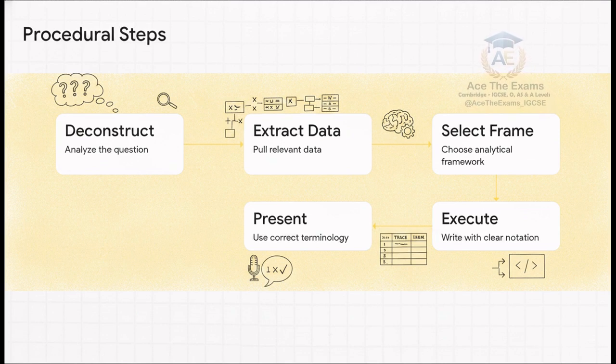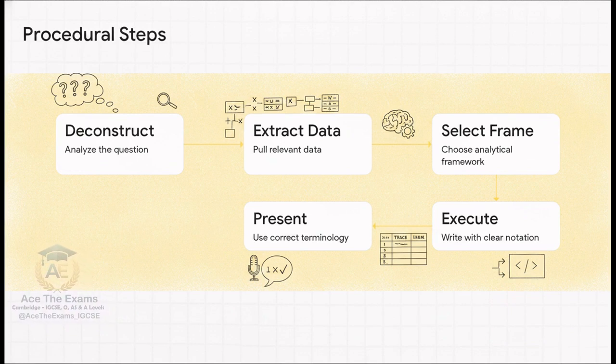Step 2. Extract relevant data. Look closely at the variable declarations and initializations at the top of the code. What are the starting conditions? Step 3. Select your analytical framework. Are you tracing logic through a table? Are you hunting for a syntax error? Or are you comparing two different constructs?